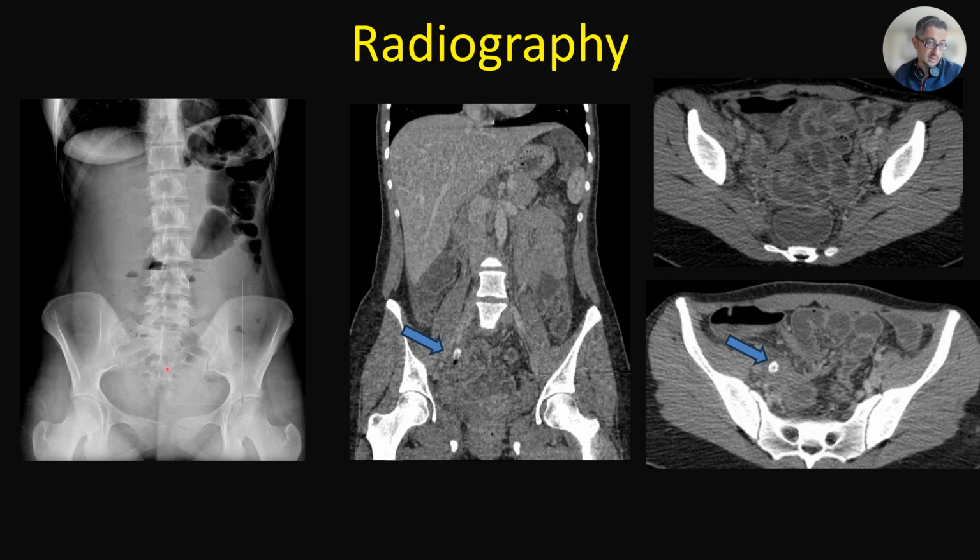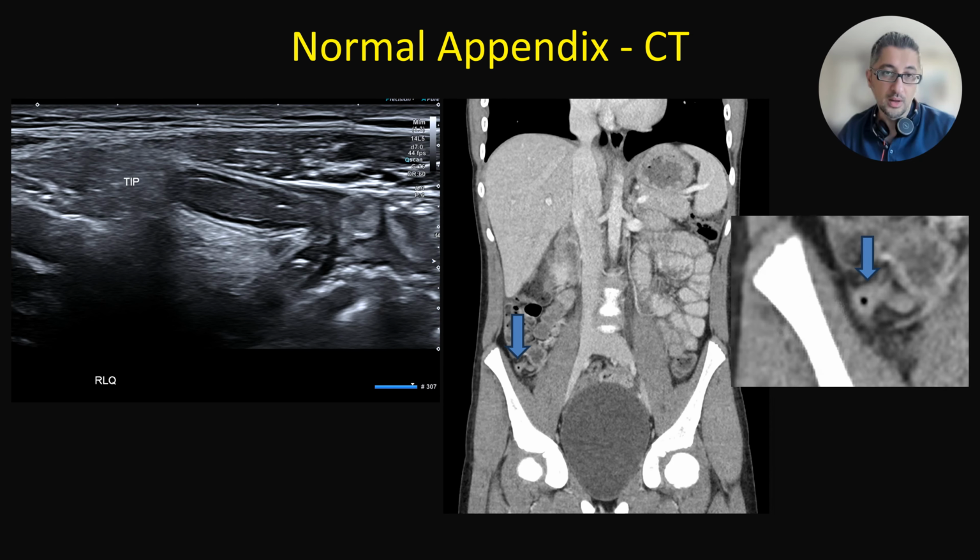In this case, it's not well seen on the X-ray, but can be seen better on the CT study. And this was an appendicitis with an appendicolith. How does appendix or appendicitis look on CT? CT is the next step if ultrasound is inconclusive or there are complications.